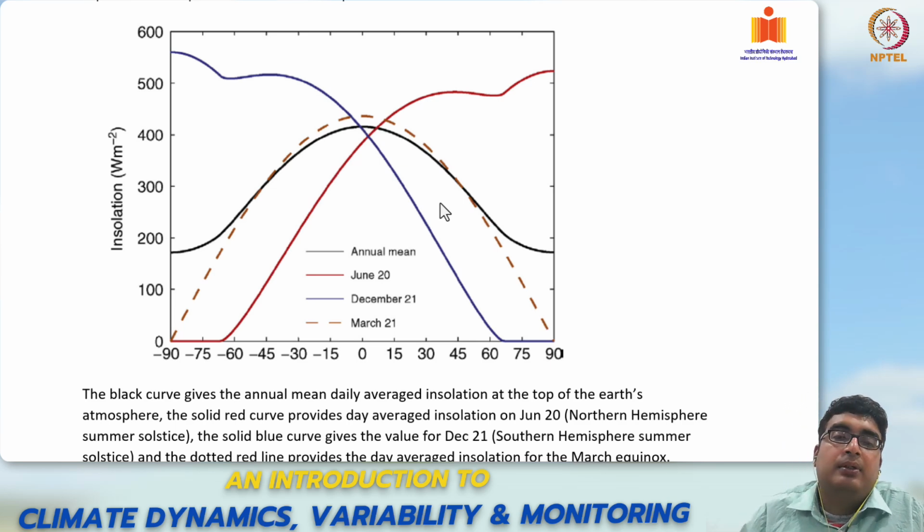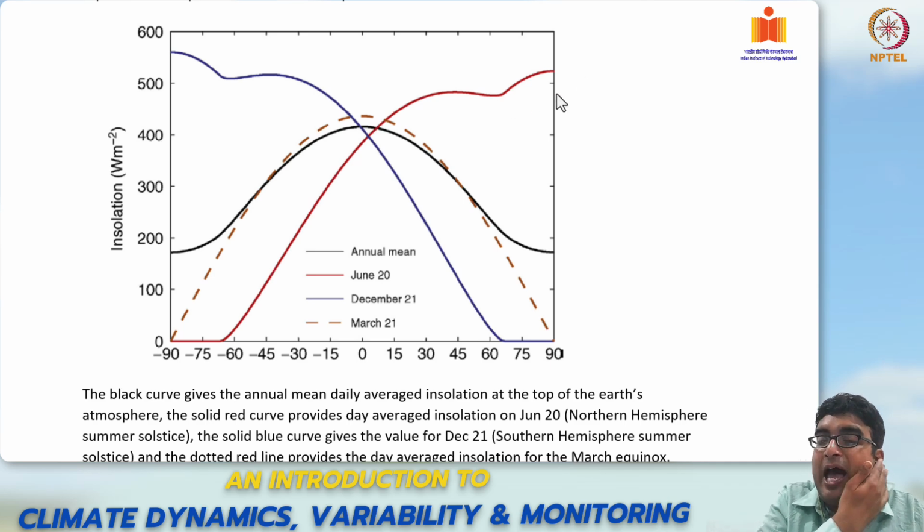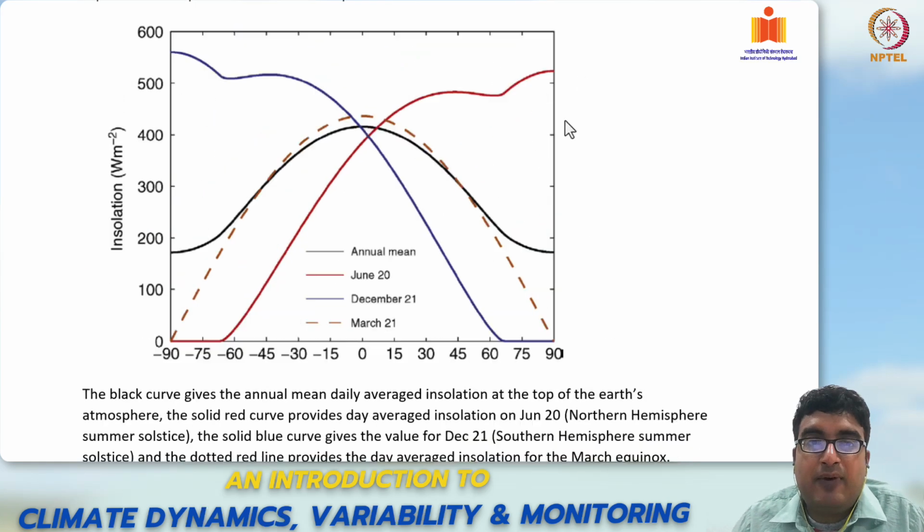For example, in June 20, which is near the summer solstice period, you will see that the largest value of incoming solar insolation is actually occurring in the north pole, and in high latitudes the values are quite large. You are getting insolations of the rate of 450 to 500 watt per meter square from the mid latitudes to the north pole, and the north pole is getting the highest solar insolation of above 520 watt per meter square, 520 to 550 watt per meter square.